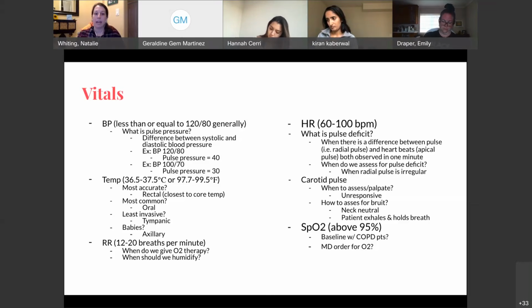And then for babies, we often use axillary. So like bigger babies, if they're doing well, we do use axillary. And then also patients who may be in a coma, we might use axillary as well. So respirations should be between 12 and 20. When do we want to give oxygen?